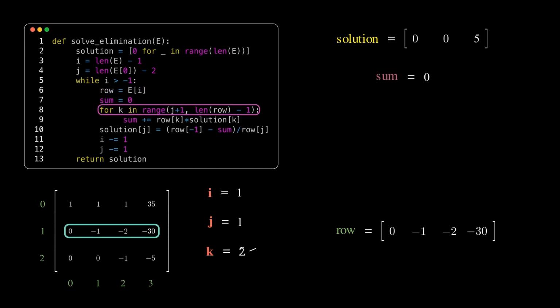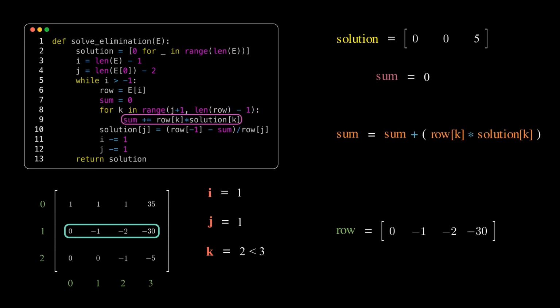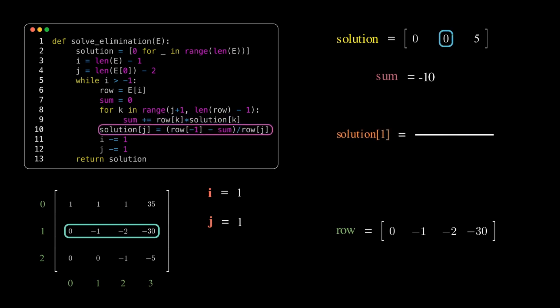This time k ranges from 2 to 3, so this loop will run only once, and the value of k will be 2. This formula is used to update the value of sum. It helps add up the parts of the equation that involve variables we've already solved. As we have already solved the variable z in the last iteration, here we multiply row[2] by the solution[2] and add the value to sum. To calculate the variable, we subtract the sum value from row[-1] and then divide it by row[1]. Thus, solution[1] comes out to be 20. Hence, the value of y equals 20.